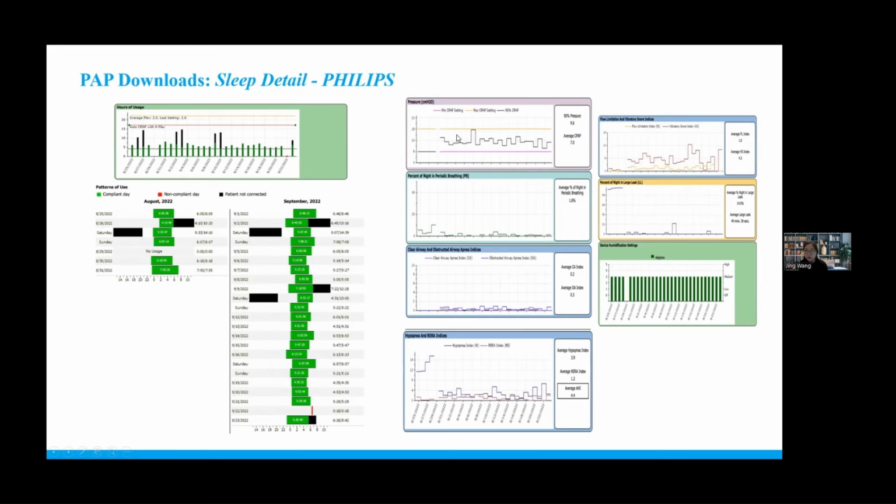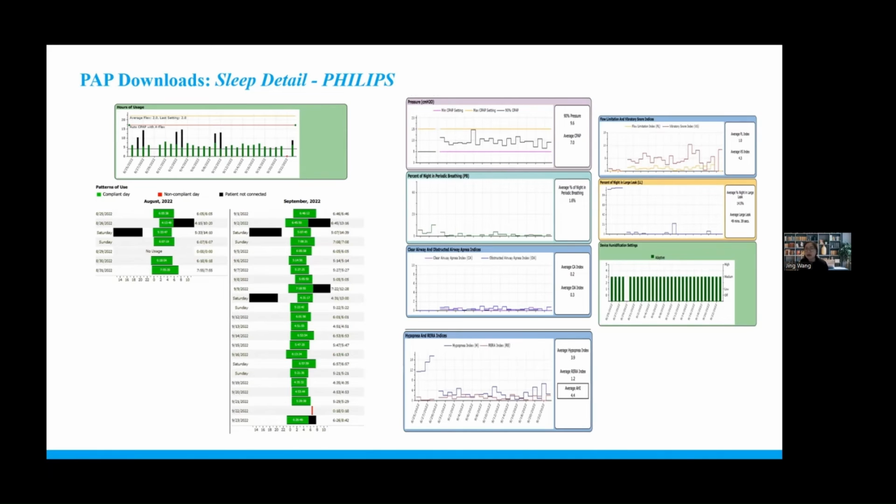You can look at what the pressure is doing over the interval that you're looking at. Displayed graphically, you can see what the AHI is on a day-to-day basis. This is the average, but you can see on a day-to-day basis how that average was achieved. And so, lots of additional details.